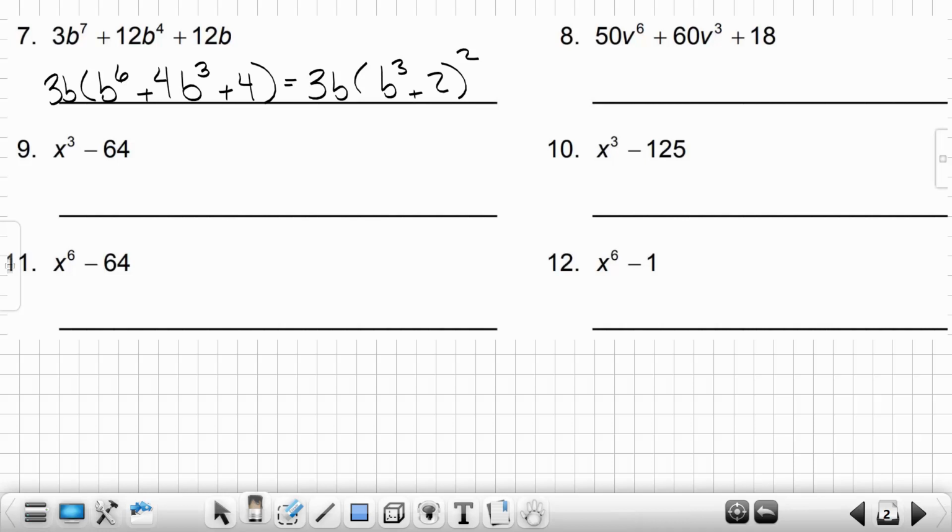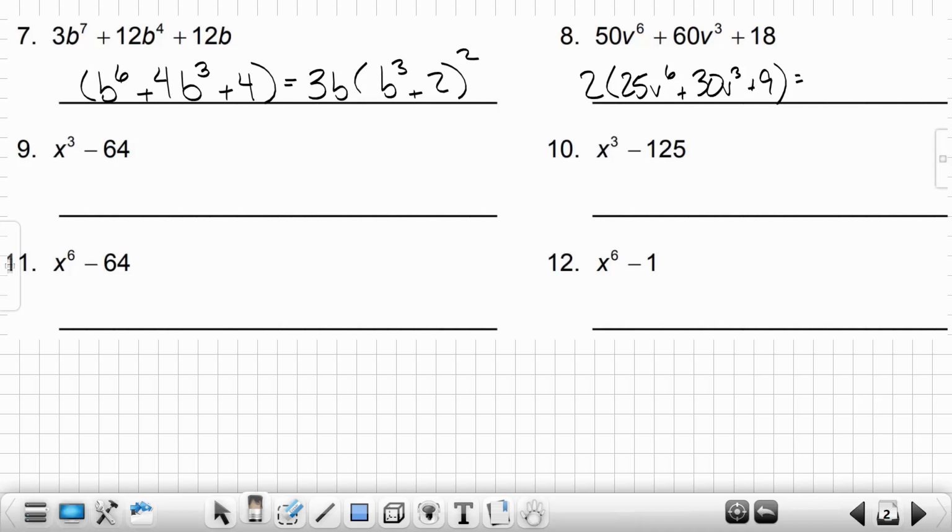Johnny, what can I factor out of every term here? 2. Yeah. Not a whole lot I could take out. So I get 25v to the 6th plus 30v cubed plus 9. So is the first number a square, Johnny? Is 25 a square? Yeah. Is 9 a square? No. Yeah, it is. So what is the square root of 25? 5.